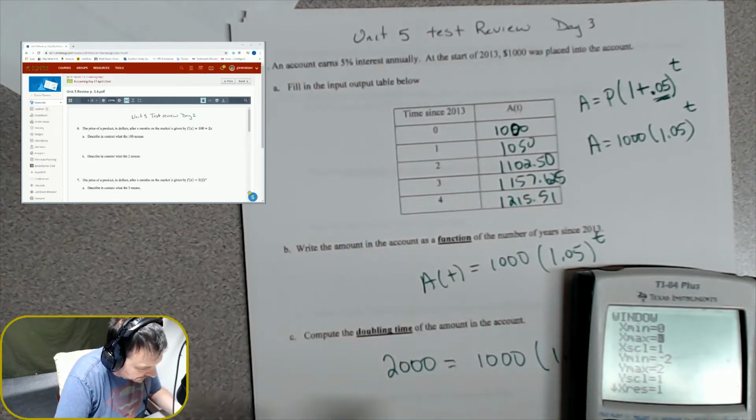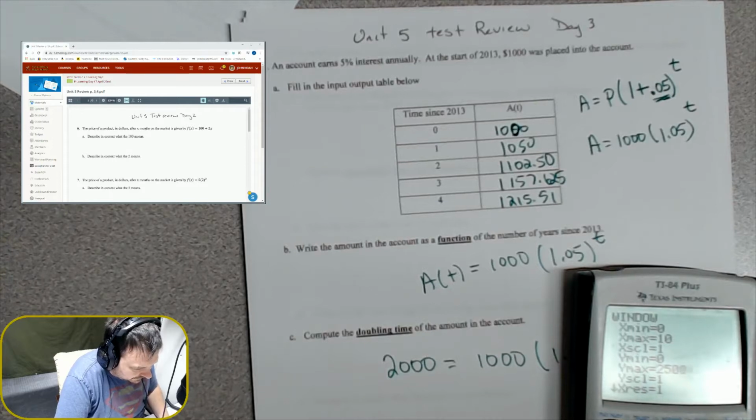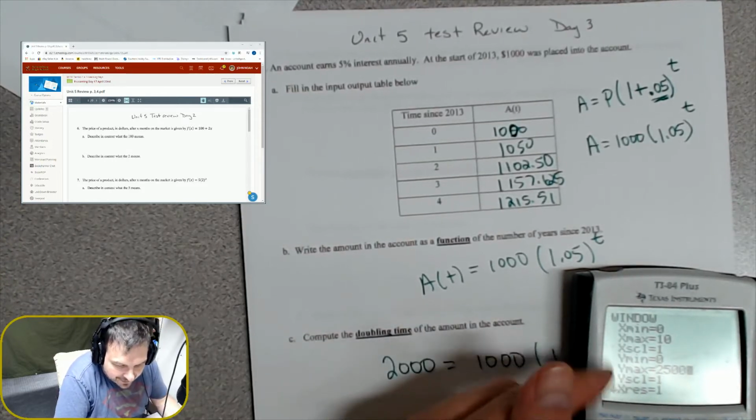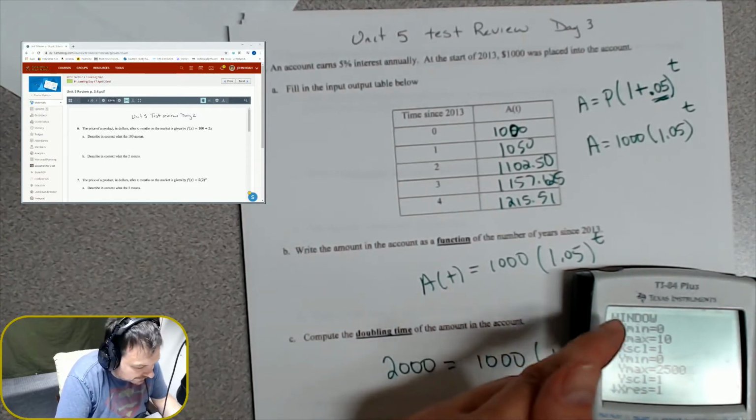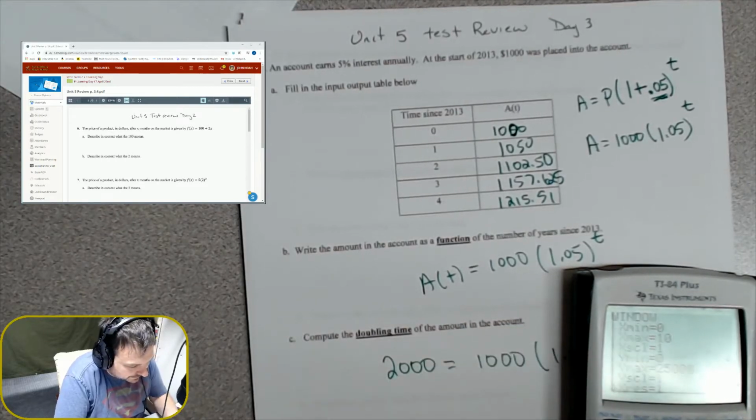So we'll go from 0, I don't know how long it's going to take to double, so we'll try 10 years. And we're going from 0 to the y. Well, doubling is 2,000, so I'll be safe and go to 2,500. Remember, the x's are the years, that's the independent variable, and the y's are the money. So let's see what happens.